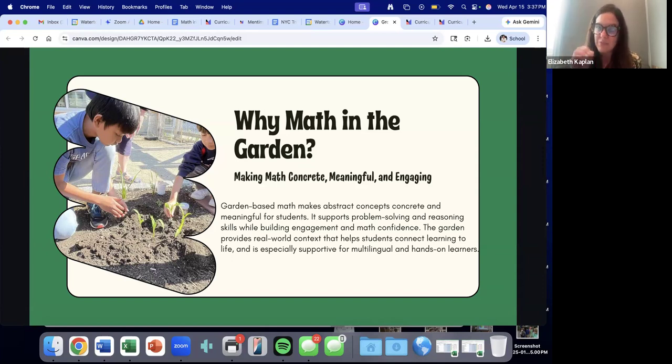And so to really get at the concrete, the garden does that for us. It makes abstract concepts concrete and meaningful for students. It provides a real world context, which is really important to do in math. And it's really supportive of multilingual learners and hands-on learners as well. So it's really aligned with best practices in math teaching, which is concretely introducing concepts to students.